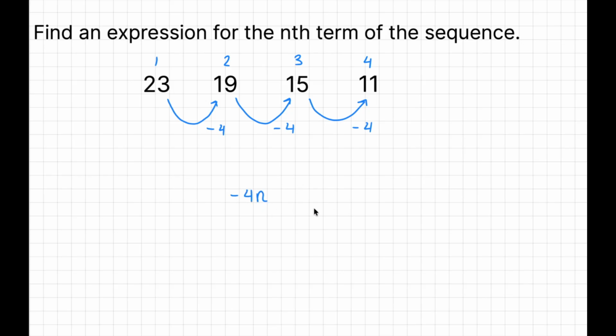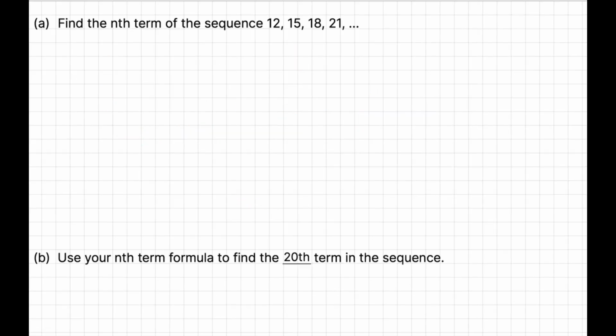Now, the same thing to find the ending of our expression, we are going to find the zero term, and we are going to do the opposite of our pattern. So we're going to add 4 to 23 to get an answer of 27. Now, 27 is positive, and we are going to add 27 to minus 4n to get our final expression.